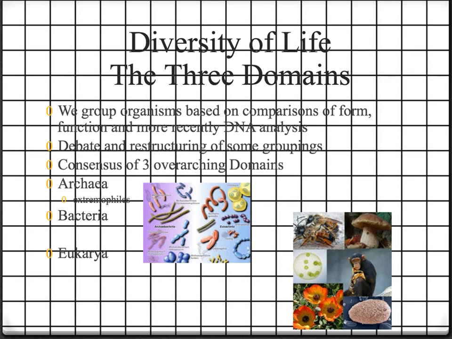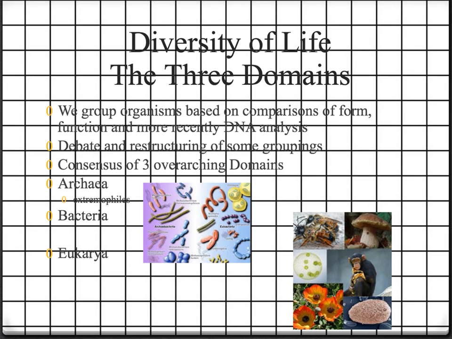There are 3 domains to life. We call those the archaea, which are the extremophiles. They live in crazy, weird environments. The bacteria, which we encounter most. Okay, they can be harmful or helpful to us. And the eukarya, which are all of the other kingdoms of life. So the plants, the fungus, the protists, the animals.